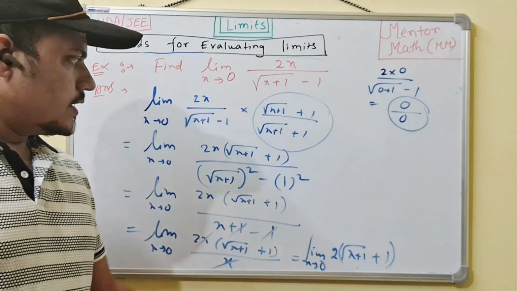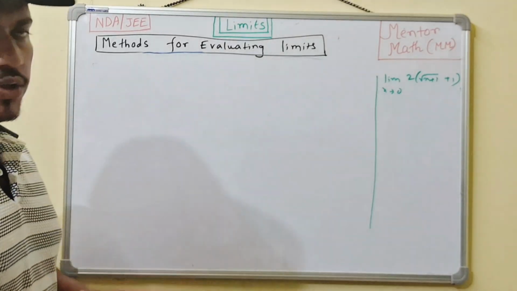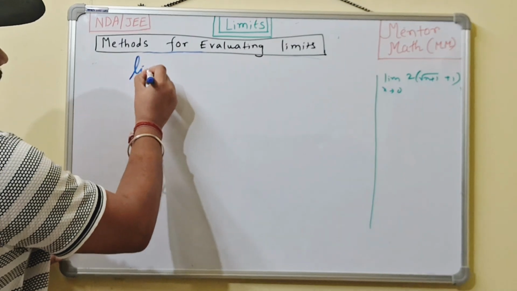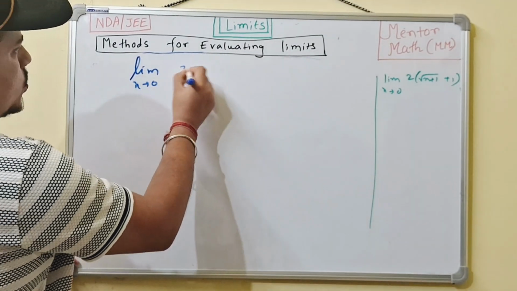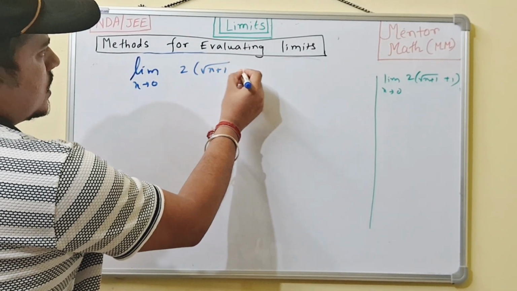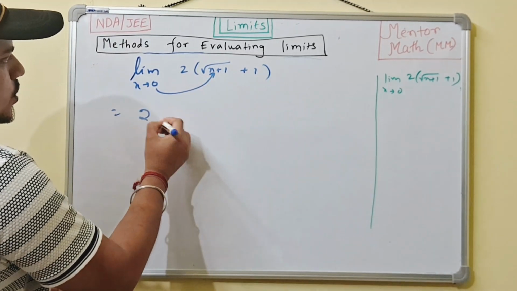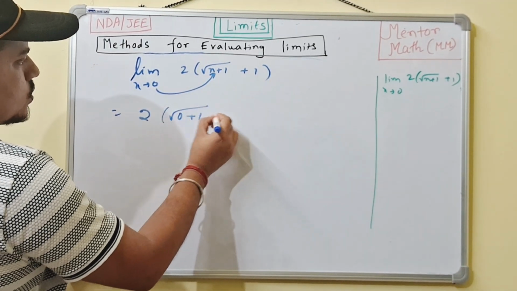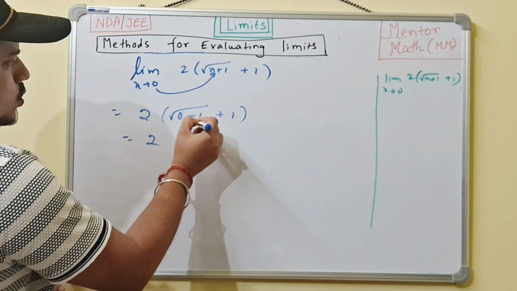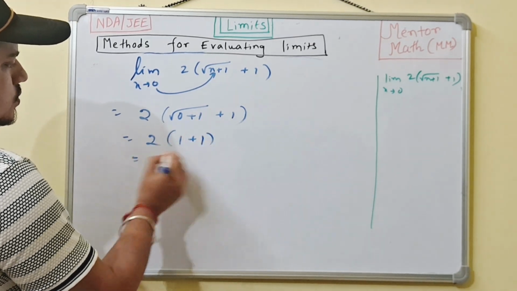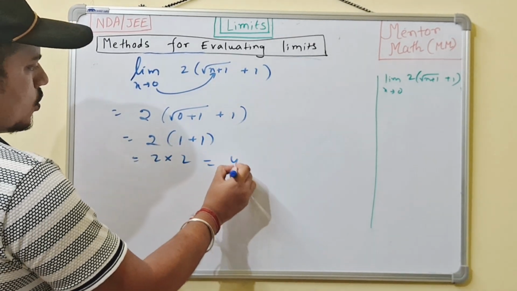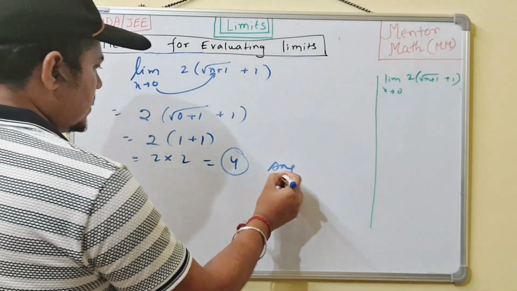Finally you have, now copy this. Okay, so now we have limit x tends to 0 of 2 into (root x plus 1 plus 1). So you can easily substitute x by 0, so 2 into (root 0 plus 1 plus 1). So you got root 1 is 1, plus 1, and 1 plus 1 is 2. 2 into 2 is 4. That is your solution to that problem.